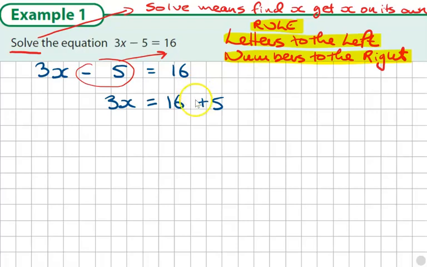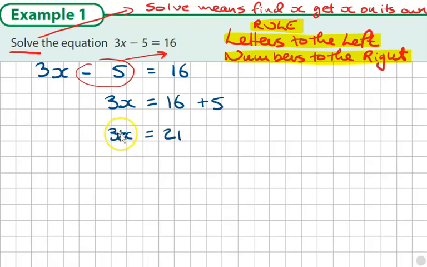So we have 3x is equal to 16 plus 5. We're going to simplify the right-hand side. 16 plus 5 is 21. Now we're trying to solve, which means find x, get x on its own. At the moment, the 3 is stuck onto the x, and two things stuck together in maths mean multiply. So 3x really means 3 multiplied by x.